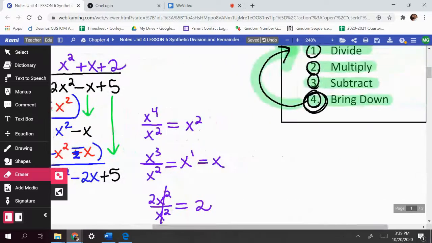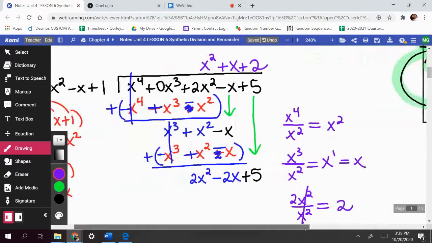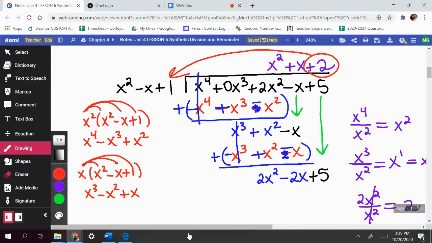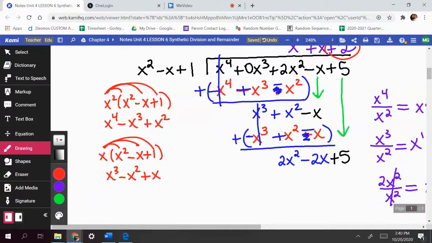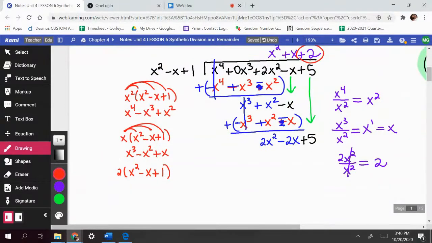So that's my divide. What comes after divide? Multiply is next. Okay, so I'm going to multiply that 2 by the entire thing out front. So I'm going to have 2 times x squared minus x plus 1. Zoom out just a little bit. So I end up getting 2x squared minus 2x plus 2 when I distribute this through. 2x squared minus 2x plus 2.